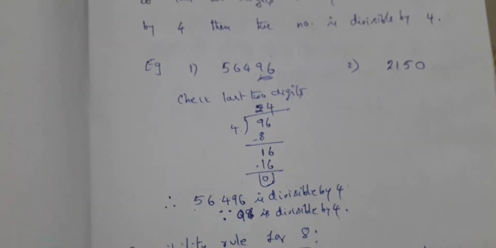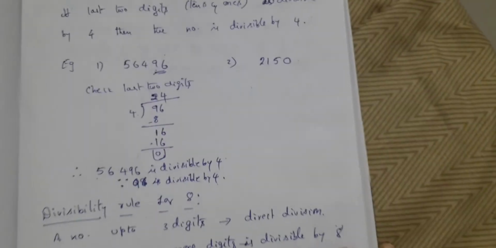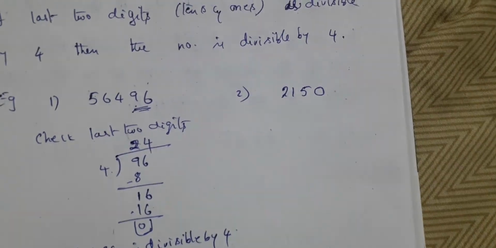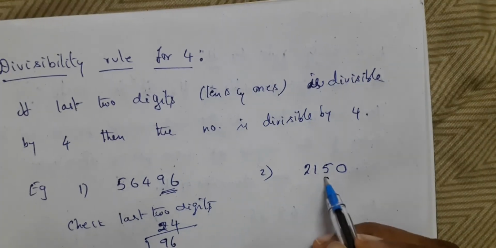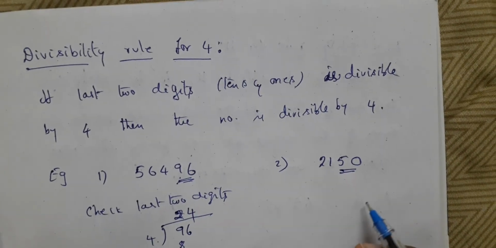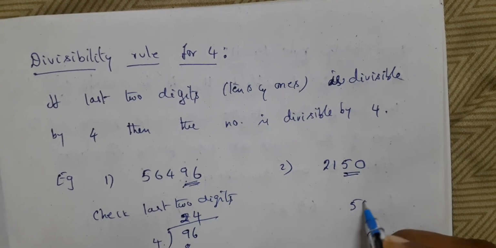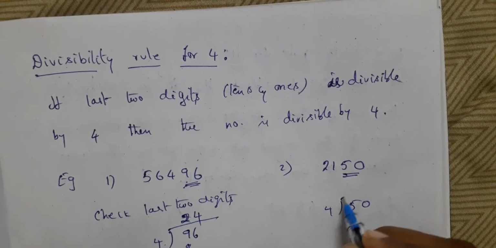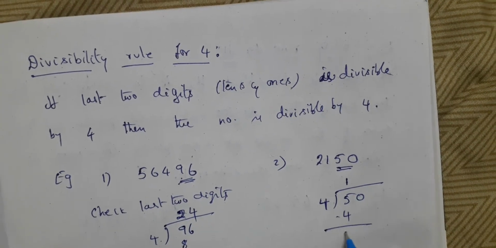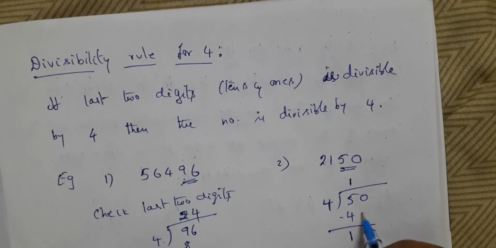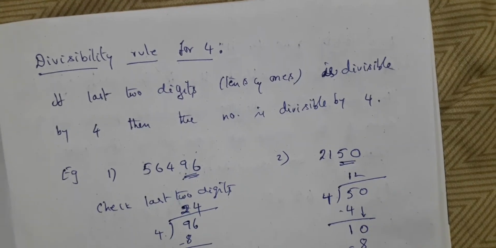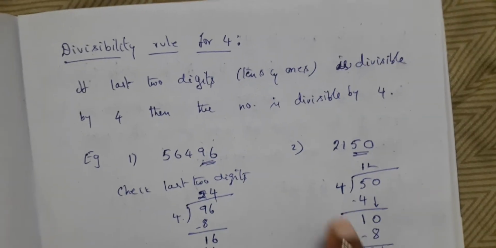Okay, children? Right. So now let us see another example, whether this is divisible by 4 or not. So what is the rule? As per the rule, we have to check the last 2 digits. If these 2 digits are divisible by 4, then the complete number is divisible by 4. Now let us check. So this is 4. Now 4 ones are 4, subtraction, 5 minus 4 is 1, descend 0 here, 10, 4 2s are 8. So 2 is the remainder, which is less than 4.